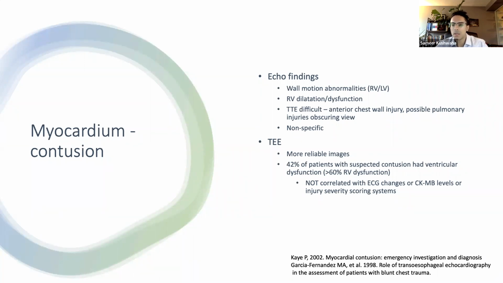Transesophageal echo can also be used. It gives more reliable images than transthoracic echo in this case. And in studies of transesophageal echo for myocardial contusion, they found that about 42% of people with suspected contusion were found to have ventricular dysfunction. So less than half. And in those with ventricular dysfunction, it was primarily right ventricular dysfunction, with about 60% of people having right ventricular dysfunction. This was not associated with ECG changes or CKMB levels or with injury severity scoring systems, again, just showing that these are not particularly useful tools to diagnose myocardial contusion.